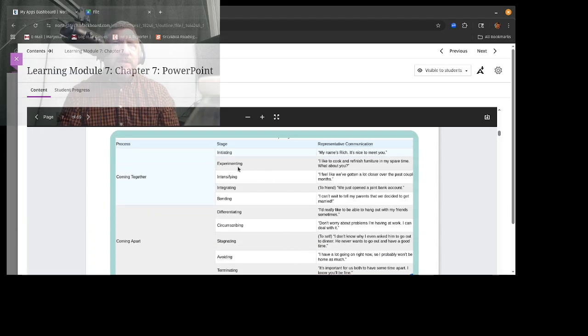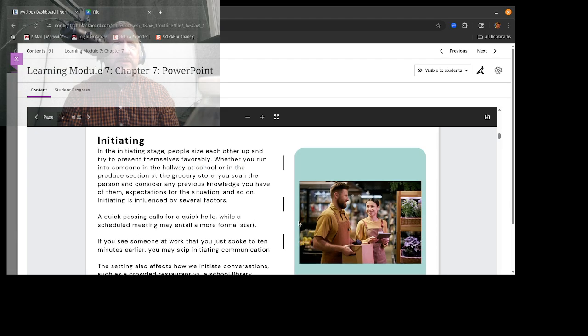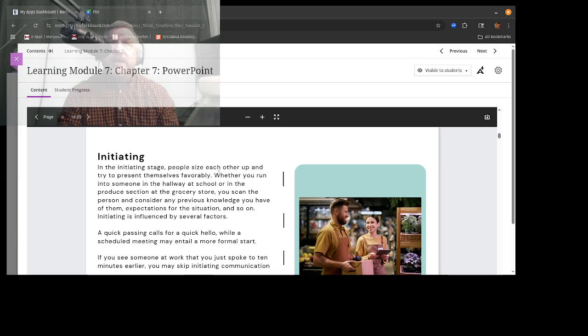The first stage, though, right at the top, initiating. In the initiating stage, people size each other up, try to present themselves favorably. Whether you run into somebody in the hallway at school or at the grocery store or church, or whatever your social occasion may be, you scan the person and consider any previous knowledge you have on them. Create the expectations of the situation, and so on. All that's done almost instantaneously.